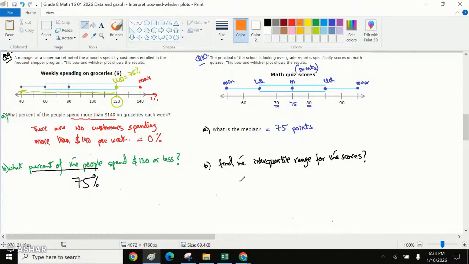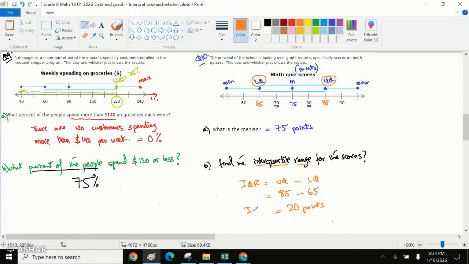We remember that IQR, that is interquartile range, would be upper quartile minus lower quartile. What is the value of upper quartile in this case? That would be 85 minus what is the lower quartile in this case? Let's find lower quartile. Yes, this was lower quartile. That was 65. So 85 minus 65 means 20 points, right?